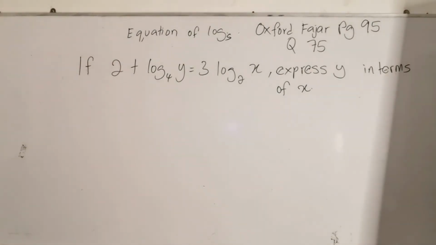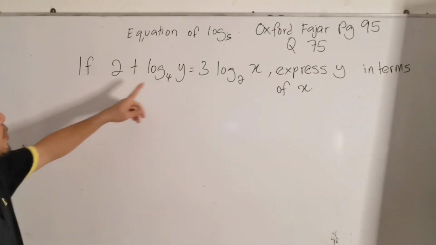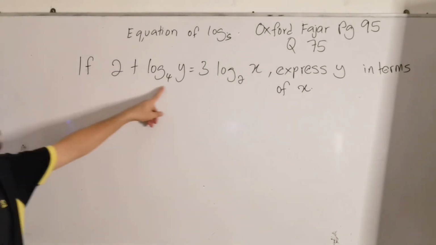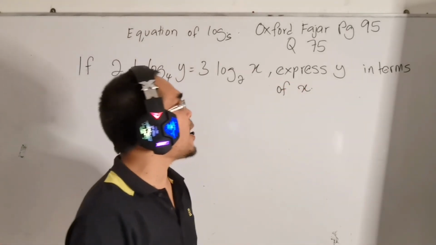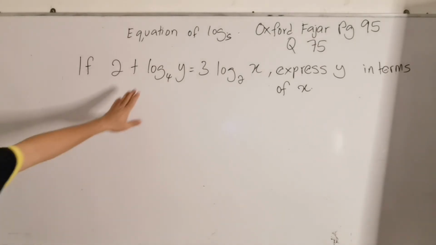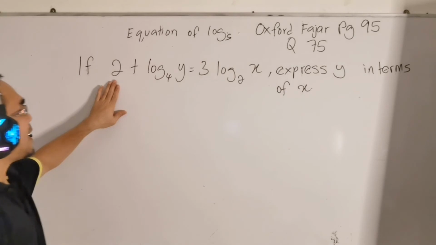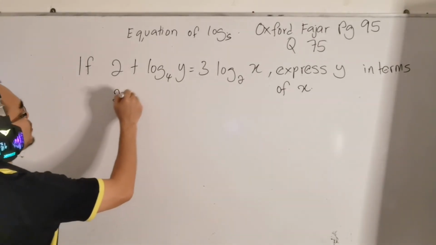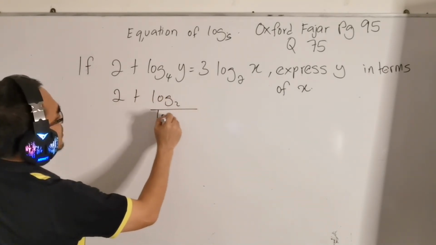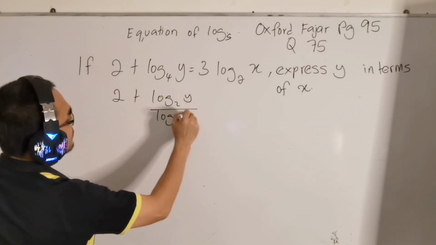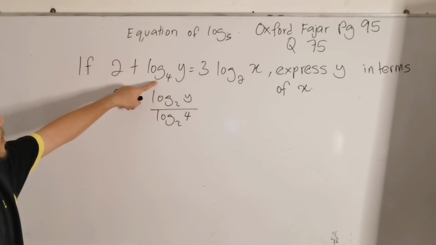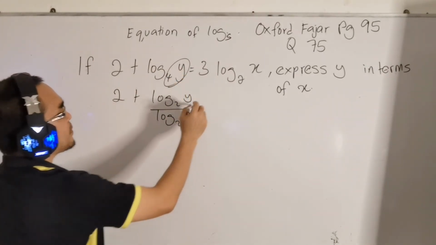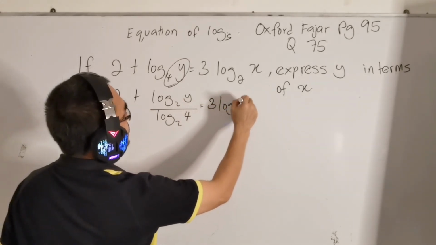Okay, before we end the day today, let's solve one of the equations of log here. This question is taken from also the reference, additional math, page 95. The question is question 75. If 2 plus log 4y equals 3 log 2x, express y in terms of x. So we have here log 4 and we have here log 2 and we have here a number. So first what I'll do is change log 4 to log 2. To rewrite: 2 plus log 2 of y over log 2 of 4. That is how we change from one log to another. So log 2 over log 2, there are two numbers here. The y is on top and number 4 is below here. So here is equal to 3 log 2x.